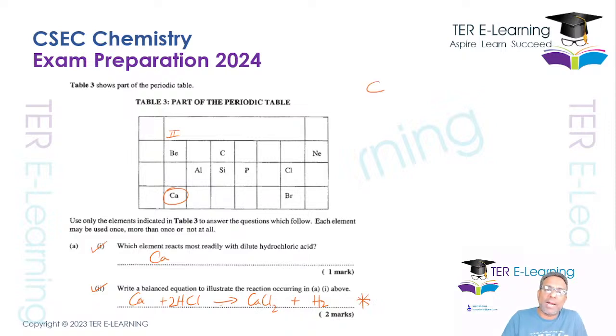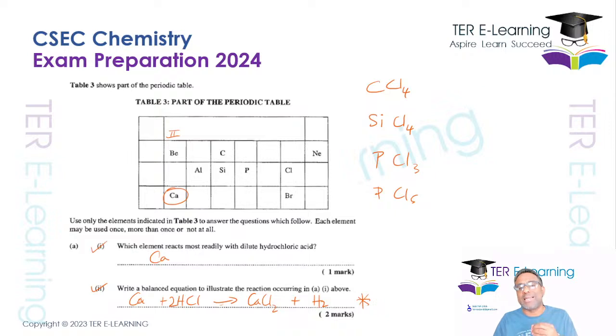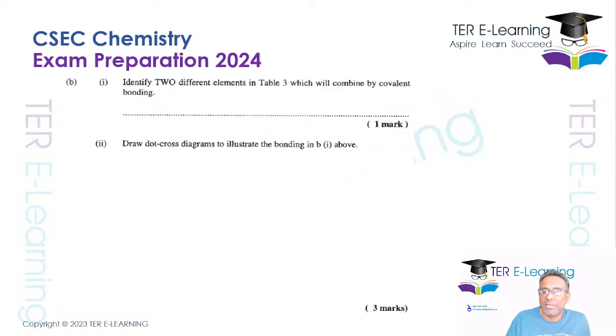So carbon could combine with chlorine to give me CCl4. That compound is on the syllabus. I can also take silicon and react it with chlorine to give me SiCl4. That's a possibility. Phosphorus could react with chlorine to give me PCl3, or it can give me PCl5. So we're looking at compounds that can give us different things. For me, I'd go for carbon and chlorine. That would be my option, but they have more than one answer. So carbon and chlorine.